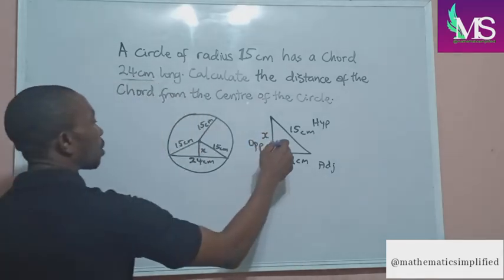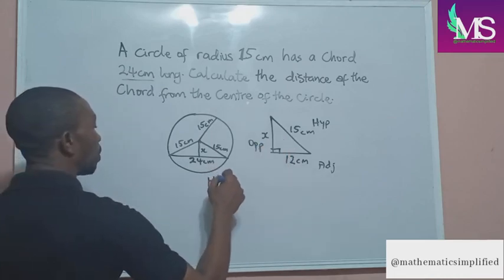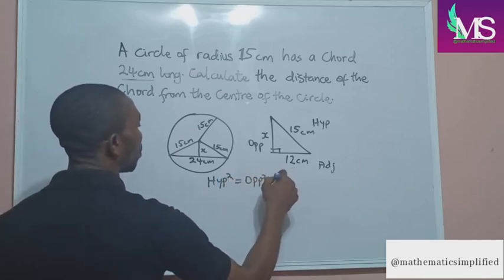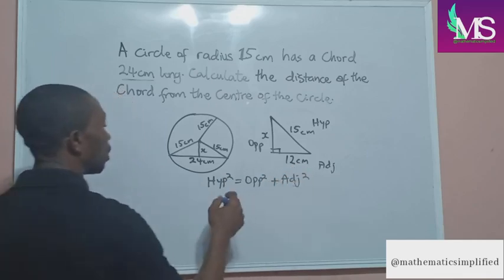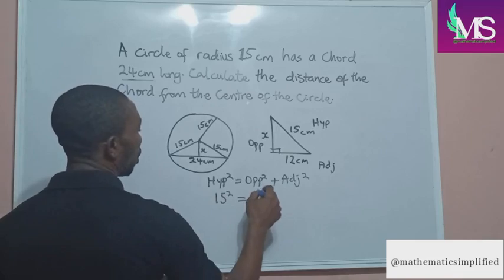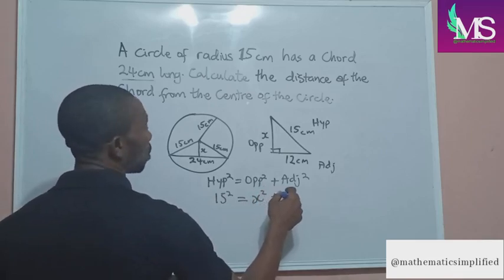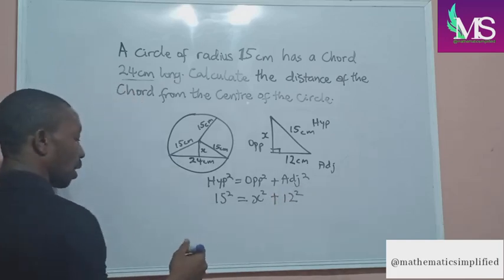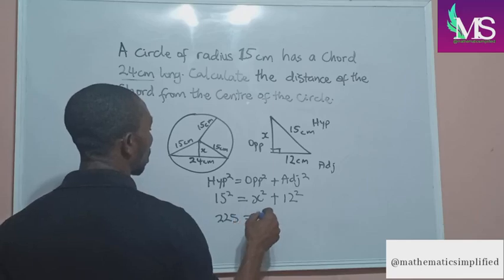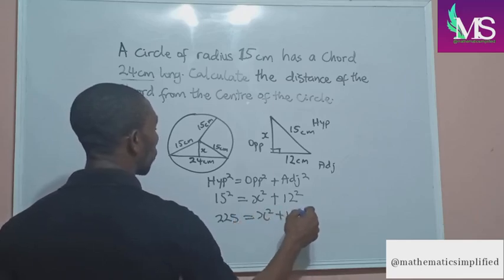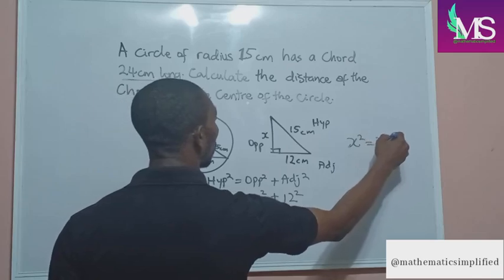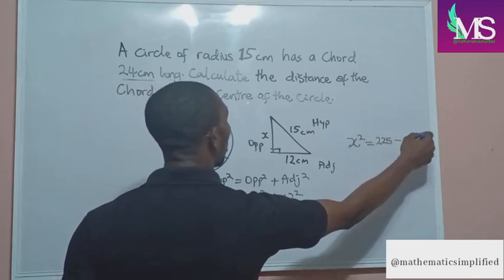Okay, now we can turn this around to say that hypotenuse squared, using Pythagoras theorem, equals opposite squared plus adjacent squared. So our hypotenuse is 15, equals x squared plus 12 squared. So our 15 squared would give us 225, equals x squared plus 144. So x squared equals 225 minus 144.